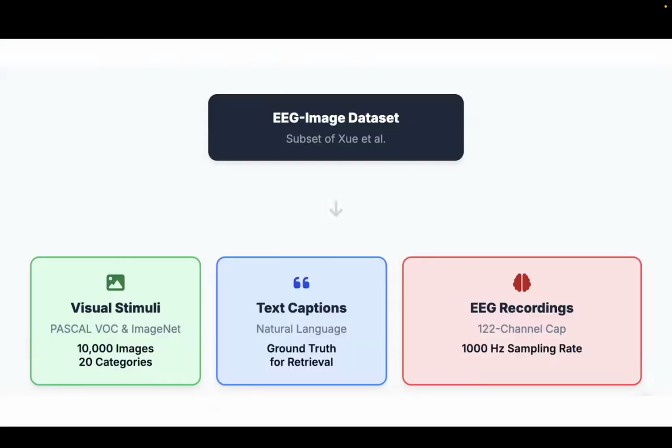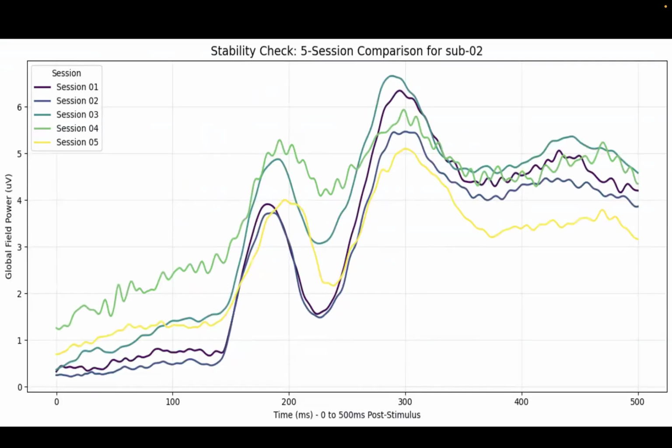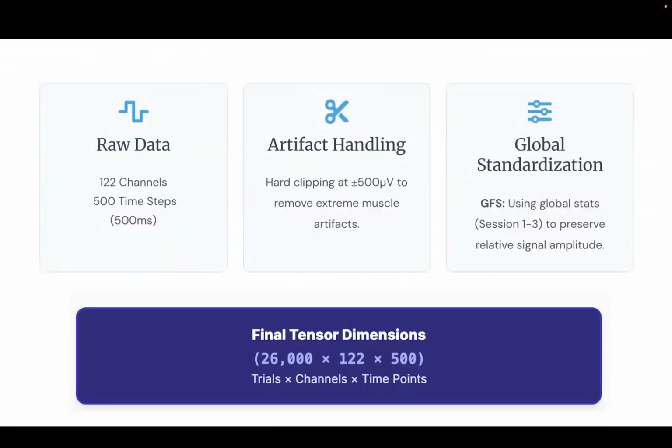Moving on to the data set and data pre-processing, we used the EEG image subset from Shui et al., which has visual stimuli, text captions, and EEG recordings. There are trials for 13 subjects over 5 different sessions, and we are particularly focusing on low-speed data for 100 trials. So we have 26,000 total trials. We tried to analyze how the data looks, and this is what we found for a particular subject. We could identify some patterns which we are trying to use in our model architecture.